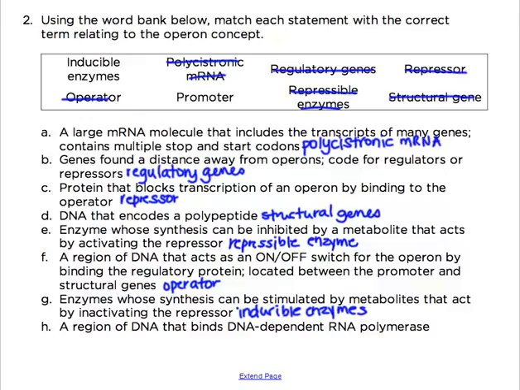And here the hint for this is that it's stimulated by metabolites, whereas in Part E, the keyword was inhibited. And finally, H, a region of DNA that binds DNA-dependent RNA polymerase. Now this is the promoter. It's another part of the operon. It's in the section that's known as the regulatory region, so it's near the operator. And the promoter is where DNA-dependent RNA polymerase binds and therefore can go down and complete transcription.